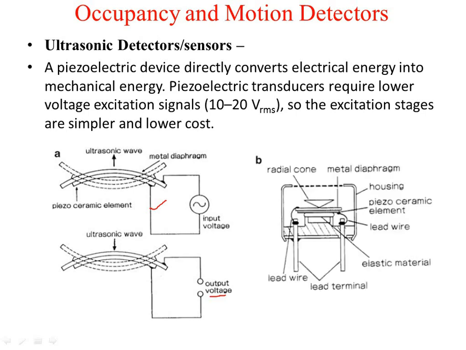Here is the exact construction, showing how the transmitter as well as the receiver works. You can see the diaphragm, and here is the radical cone, so that you can have a proper direction for your sound waves. Here are the lead wires, and these lead wires are connected to the diaphragm. Whenever a voltage is applied over here, the diaphragm gets vibrated, and the radical cone will generate waves that will pass through.